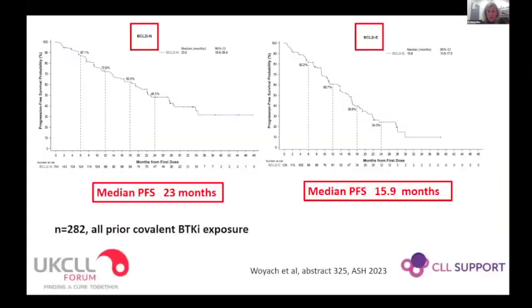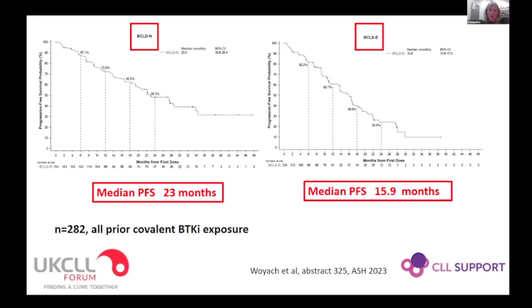But you can see that 40% of the patients have mutations in BTK, which we know confer resistance to the covalent BTK inhibitors. The data that was updated at this ASH was looking at how patients treated with pirtobrutinib did if they'd been exposed to a prior BCL2 inhibitor. So they've all been exposed to a prior covalent BTK inhibitor, but it's whether they've been exposed to venetoclax or another BCL2 inhibitor in the past.